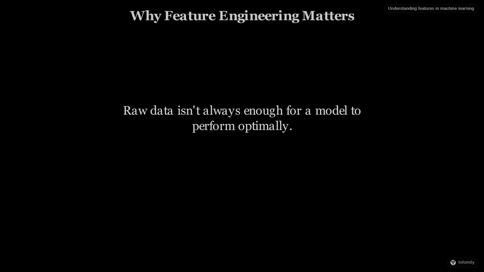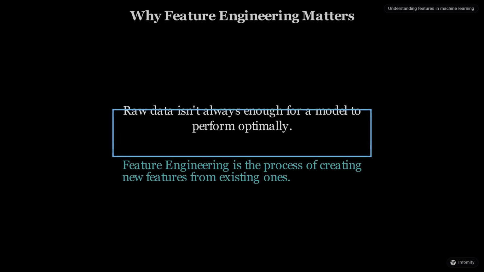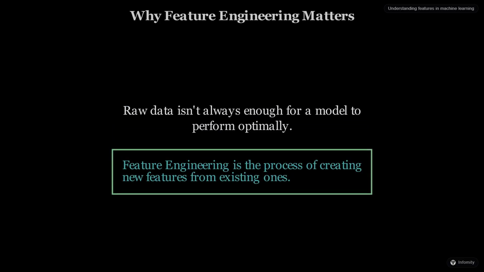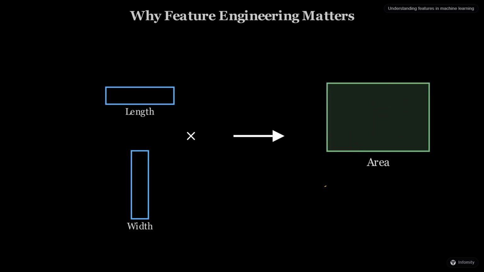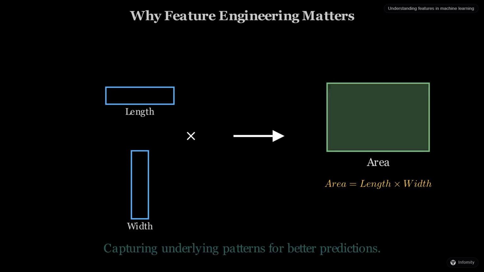While raw data provides initial features, it's often not enough for a machine learning model to perform optimally. Feature engineering is the process of creating new features from existing ones to improve model performance and capture underlying patterns that might be hidden in the raw data. Imagine you have a house's length and width as separate features. By combining them to create an area feature, you provide the model with a much more powerful and directly relevant piece of information, leading to better predictions. This creative process helps models learn more effectively.